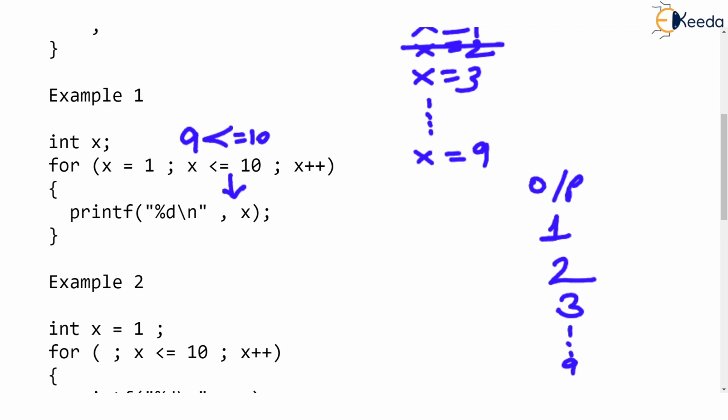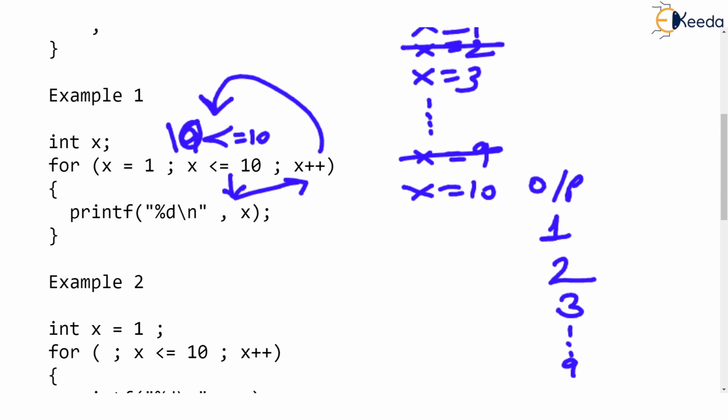Correct? So 4, 5, 6, 7, 8, 9. 9 has got printed. But after that, x plus plus will make x as 10. This time again the condition is tested, but 10 less than or equal to 10 is still true. Although 10 less than 10 is false, 10 equal to 10 is true. So this statement printf again runs, printing the value 10 on the screen.